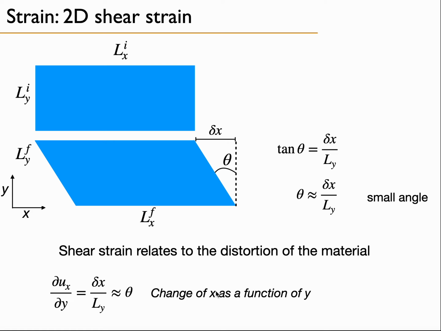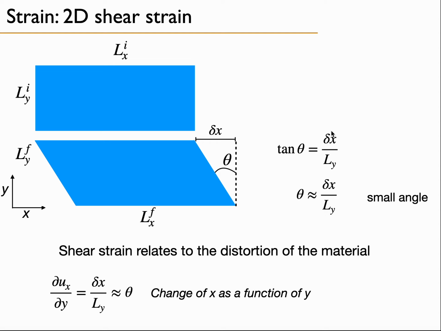So we have a change of x as a function of y. So dux dy will be equal to delta x divided by Ly. If you make the trigonometry here, we have the angle theta, we have the edge here delta x, and you have the length Ly, the initial length. It has not changed from the start to the end.